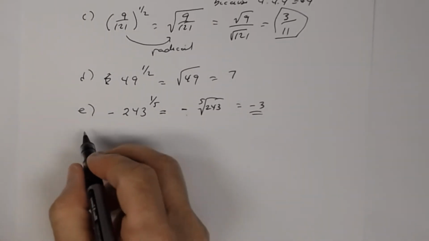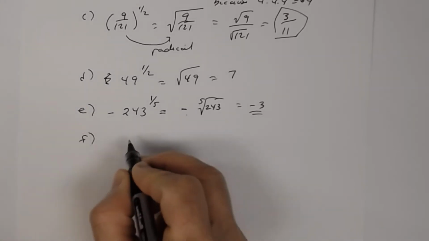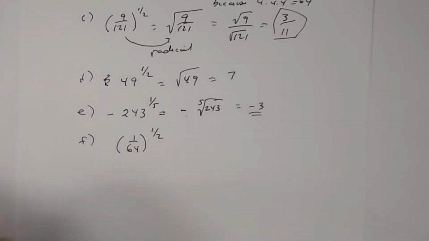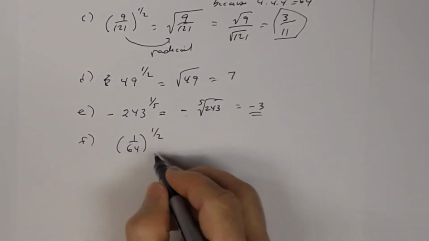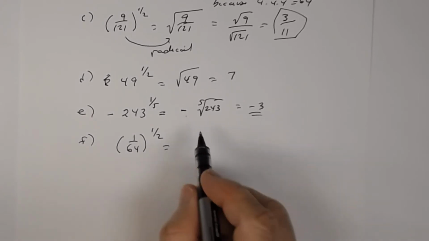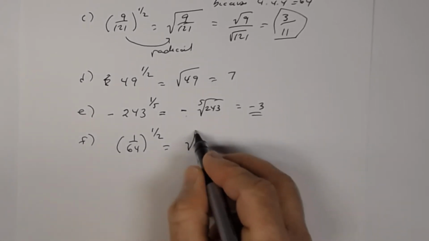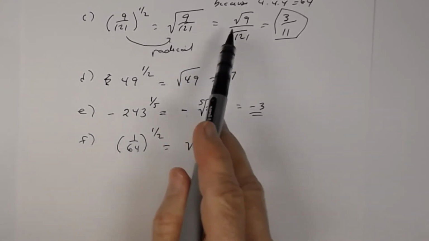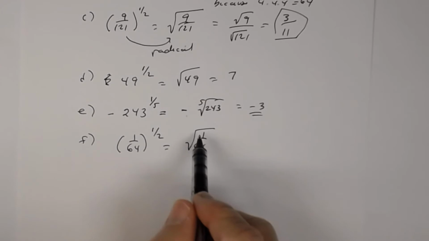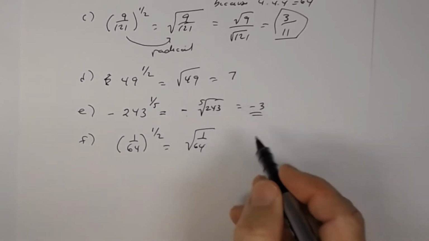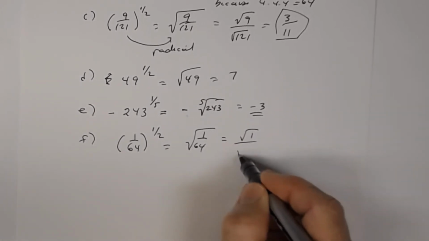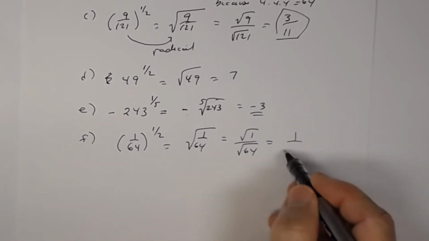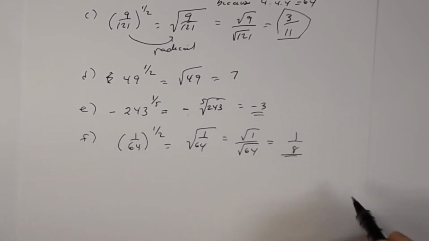Let's look at F. Suppose in F I had this, 1 divided by 64 to the 1/2 power. So again, I can change it to a radical. So when I change this to a radical, this becomes the square root of 1 divided by 64. And then just like I did this one, we're going to use the quotient rule for radicals. So it'll be the square root of the numerator divided by the square root of the denominator. The square root of 1 is 1. The square root of 64 is 8. So I get 1/8.